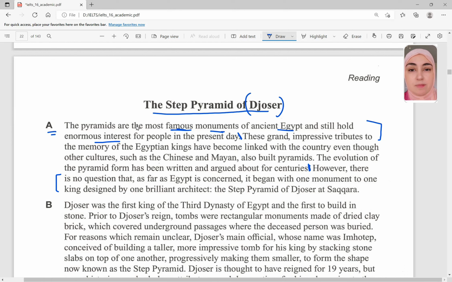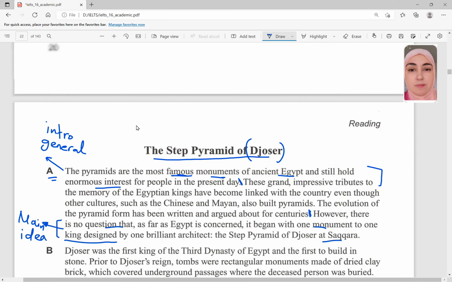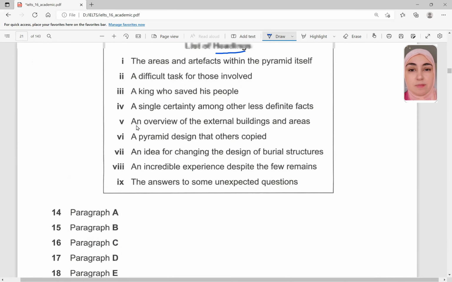However, there is no question that as far as Egypt is concerned, it began with one monument to one king designed by a brilliant architect, the step pyramid of Hoser at Saqqara. All right, so we've got an idea. So probably this is my main idea here. This one looks like a general introduction, right? So this is some sort of a general idea or an intro to the topic, and this is probably my main idea. This is how I do it, because I need to find my main idea to be able to connect it to one of these choices.